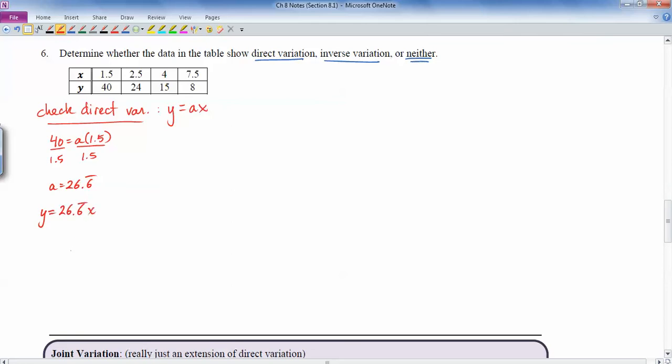Well, what we can do then is plug in all the other points and see if that works. This is when we figured out what a would be if that works for direct variation. So let's check if this one works in the equation that we got. If we plug in 24, we get 26.6 repeating times 2.5. I'm plugging in the x and the y. And it turns out, no, this is much bigger than 24. So this doesn't work, so not direct variation.